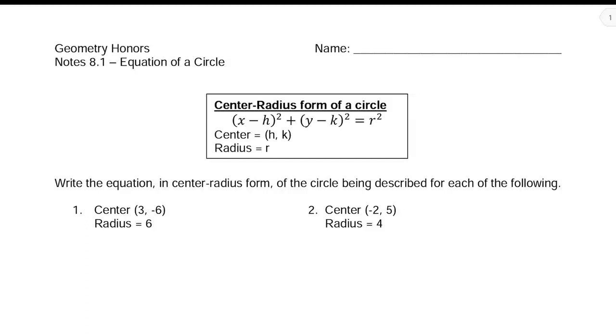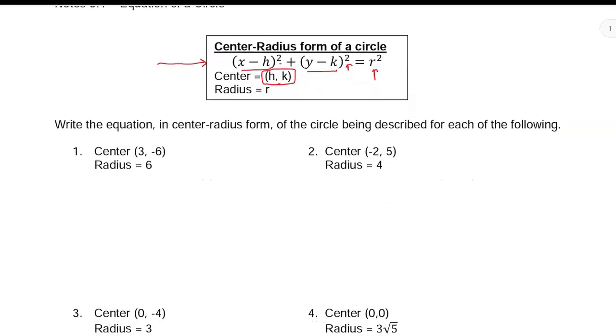Notes on 8.1 are how to set up the equation of a circle. We have the equation of a circle written right here. It says x minus h in this parentheses squared plus y minus k in this parentheses squared equals r squared. Now r is the radius of the circle, so that's why we have an r there, but it's squared. And notice the center of the circle is at the ordered pair (h, k). So this is what we mean by that.